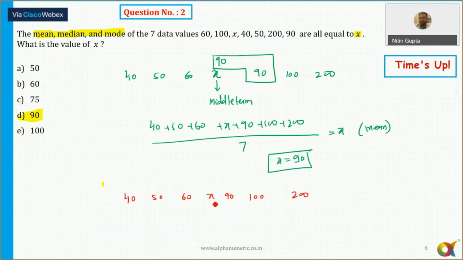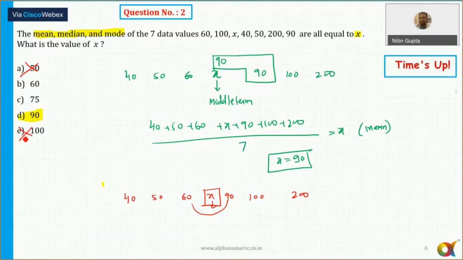We know mean is also x, median is also x, mode is also x. So in any case, the value of x has to be between 60 and 90, because the median lies between 60 and 90, or it can even be equal to 60 or 90. So I can eliminate option A, which is 50. I can eliminate option E, which is 100. These can't be the possibilities here.